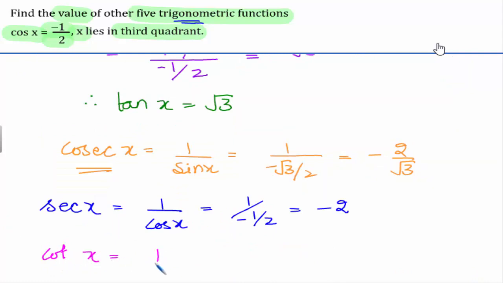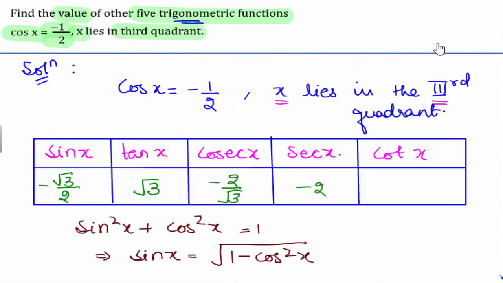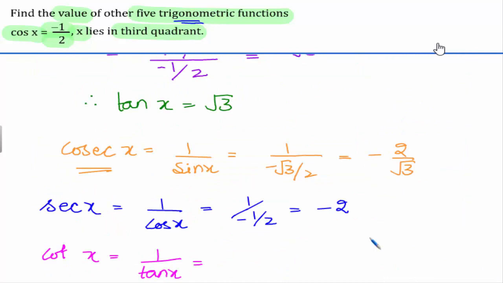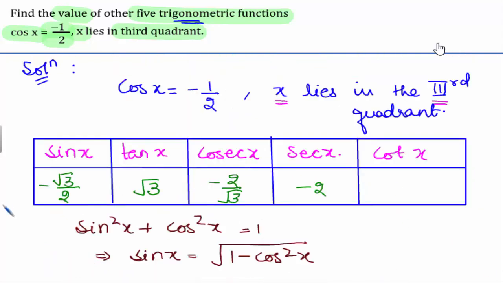Cot x is the reciprocal of tan x, and tan x is equal to root 3. So cot x is equal to 1 upon root 3. This is positive in the third quadrant. So the value of cot x is 1 upon root 3. So these are the 5 values of the trigonometric functions. This completes the solution.